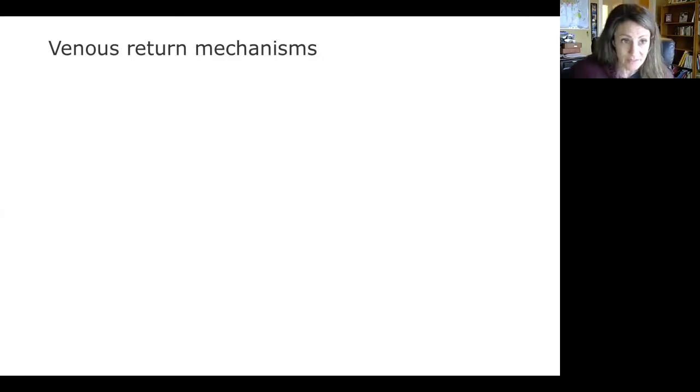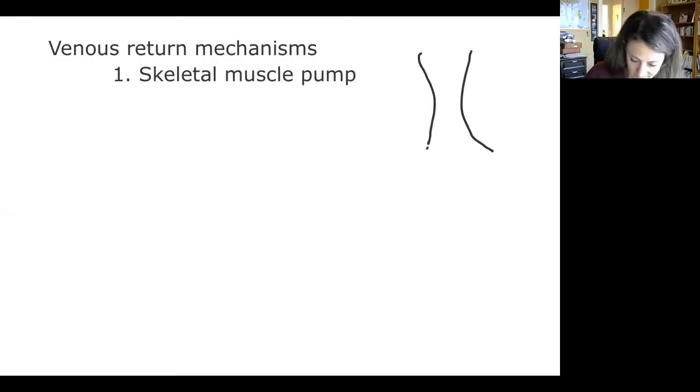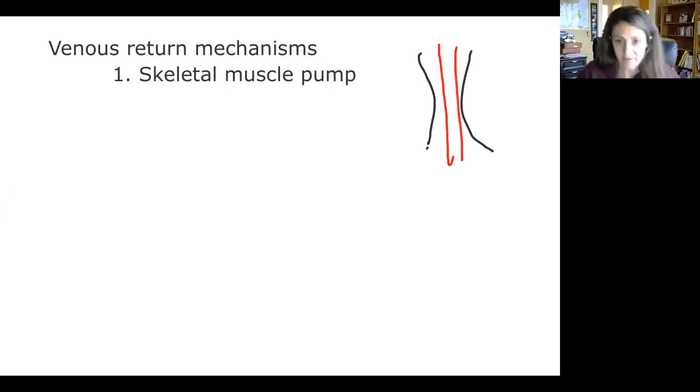Okay, so I'm going to go over 3 venous return mechanisms. First one, this is not another chart. This is a list of terminology. Venous return mechanisms. The first one is skeletal muscle pump. Okay, so imagine you're walking around and these are your leg muscles. And within your leg muscles, you have these veins. So when you contract your leg muscles, it's going to compress the veins.